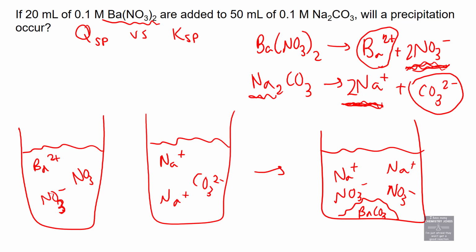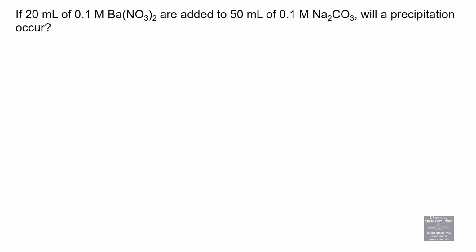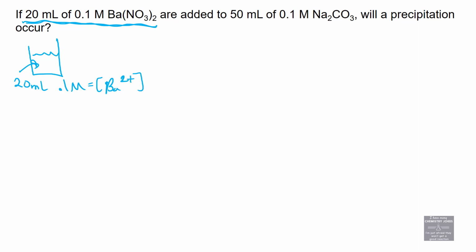However, we need to know if the concentrations of barium and carbonate are above the threshold for this precipitation to occur. Okay. When you put these things in solution together, the barium starts out at 0.1 molar, but it's 0.1 molar in this small volume of 20 milliliters. It's not going to be 0.1 molar when you put it in the beaker that's now containing 70 milliliters of stuff. That barium will be diluted.